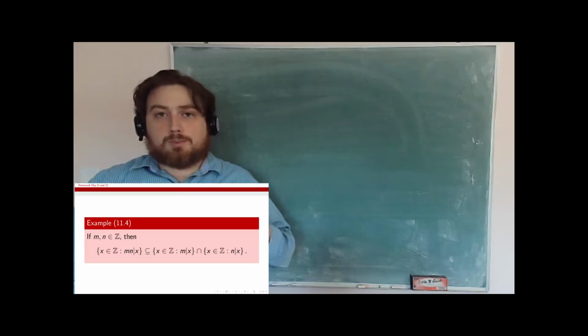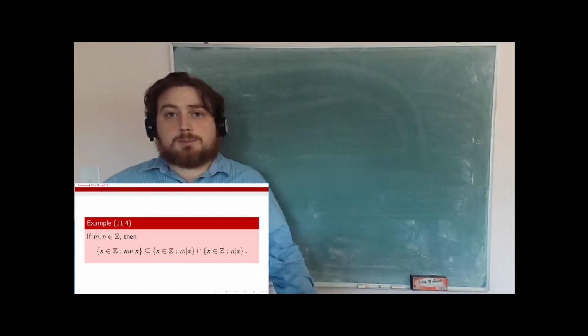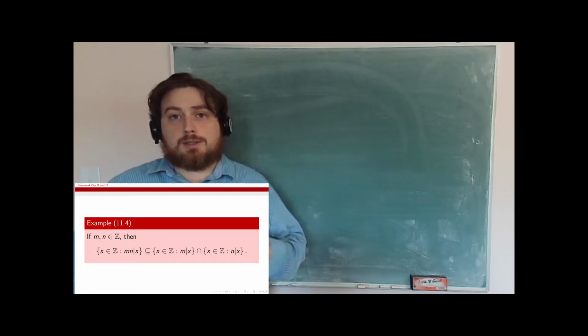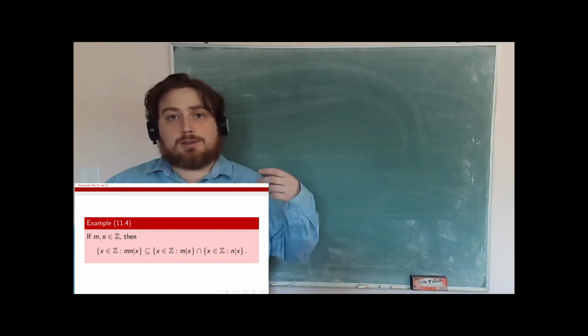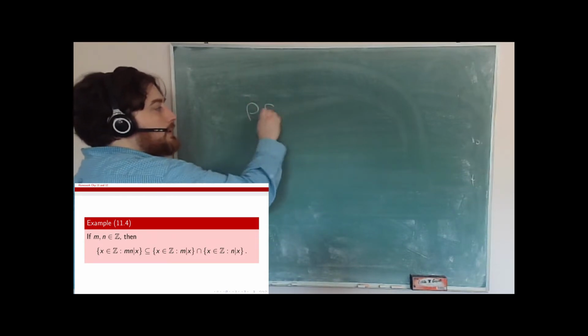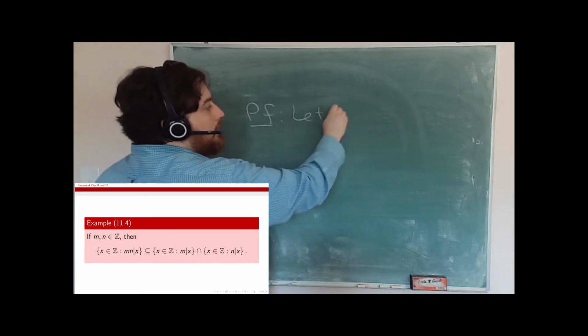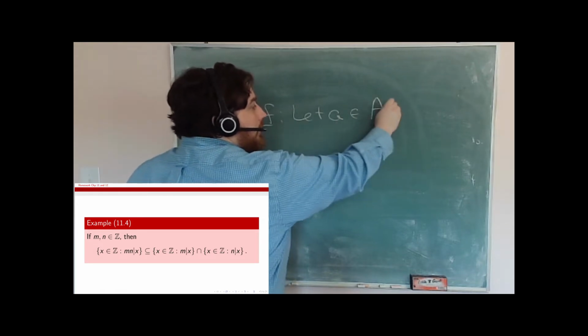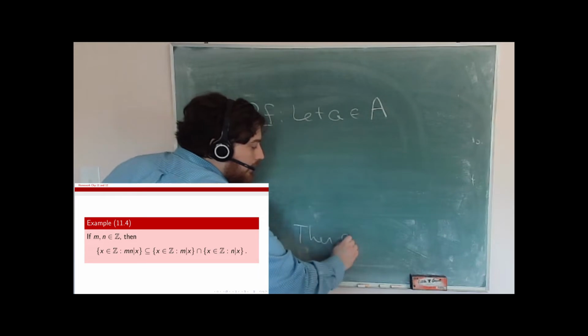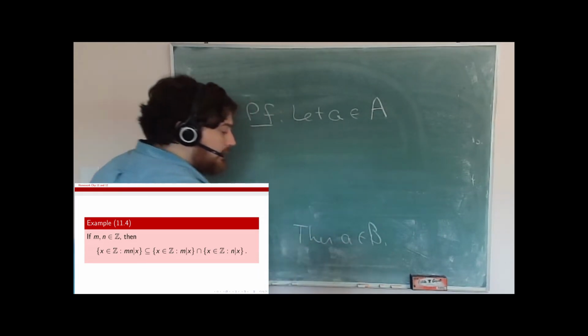As we work through the first problem, what we want to show is a subset proof, and we want to show that the set of all x in Z such that m times n divides x is a subset of the set of x in Z such that m divides x intersect the set of x in Z such that n divides x. So, because we have a subset proof, what we want to do is let A be in my left-hand set. We'll call that A, and we want to show that then A is in my right-hand set, B.